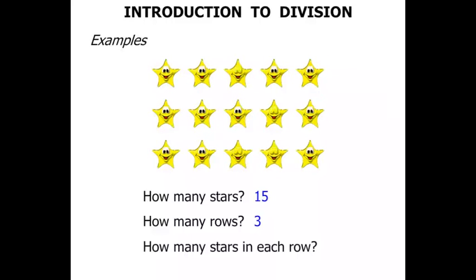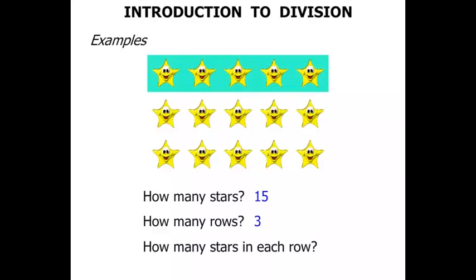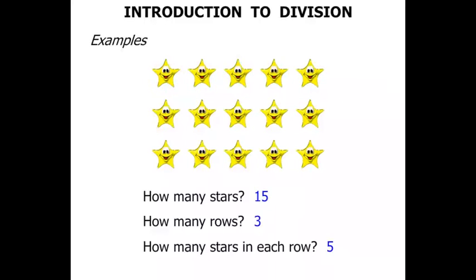How many stars in each row? Well, let's look at that first row. They're all the same. The first row there, let's count how many stars in this row. 1, 2, 3, 4, 5. There are 5 stars in each row. Fantastic.